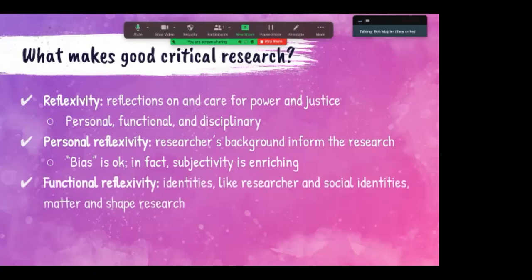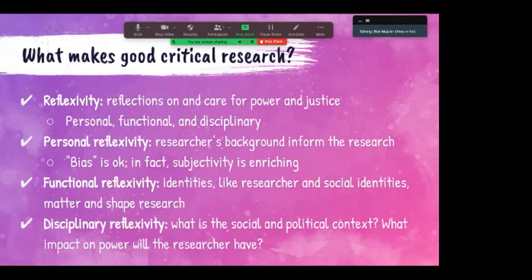Functional reflexivity means the identities of the researcher. And so I guess personal reflexivity is a little bit more just the own particular story of the researcher. What is their background? What are their goals? And what are their intentions? The functional reflexivity is their identities, their intersecting identities, and how that is connecting them to power or oppression.